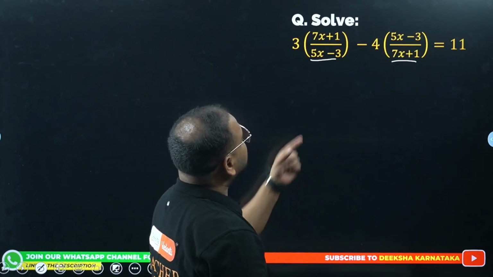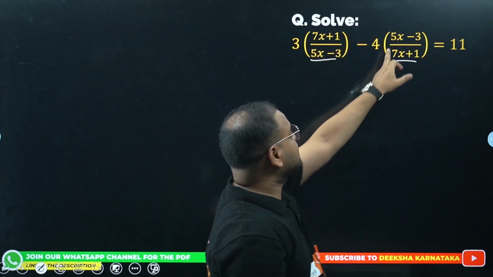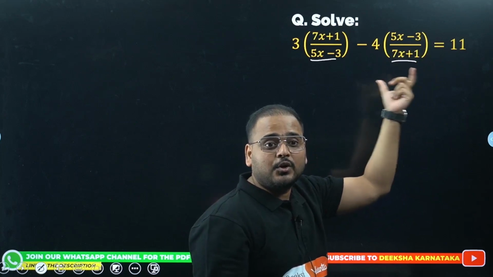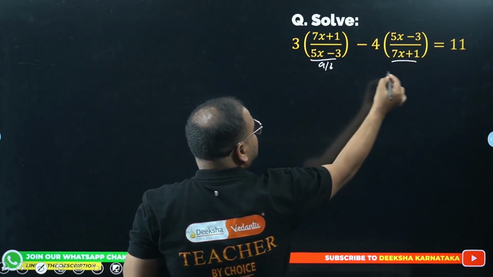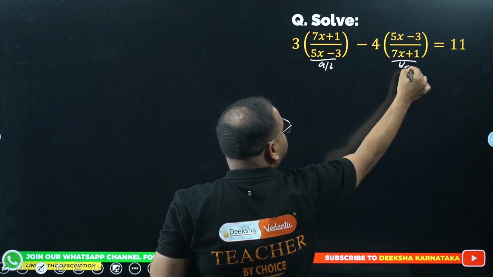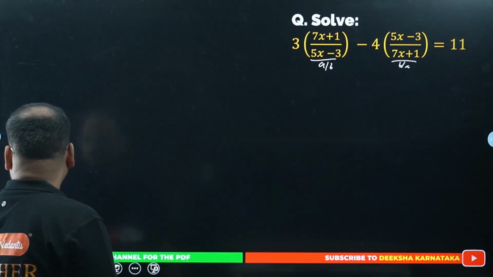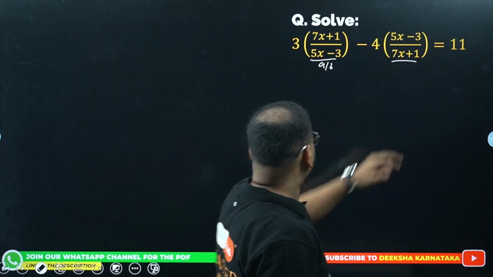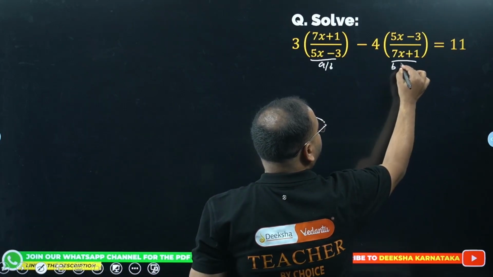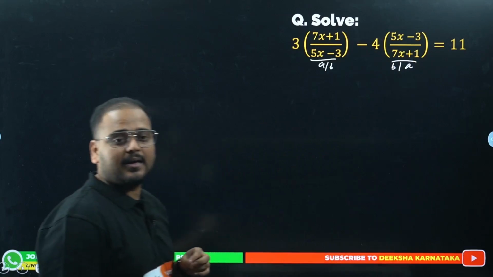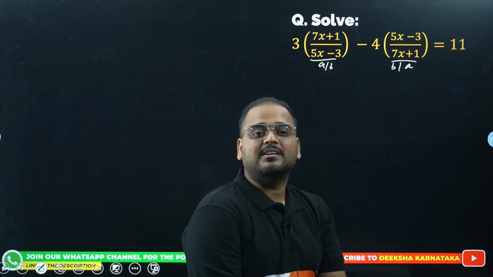If you see carefully here, 7x plus 1 by 5x minus 3, and this is 5x minus 3 by 7x plus 1. So if I write this as a by b, then this is nothing but b by a. I'll write it a little bigger. If this is a by b, this will be b by a. So these two are reciprocals.